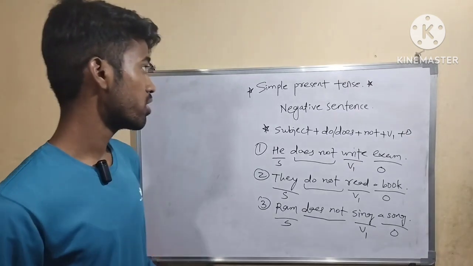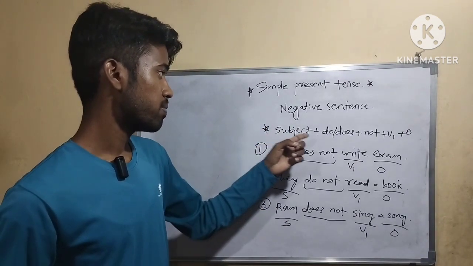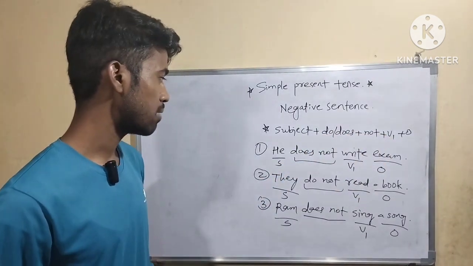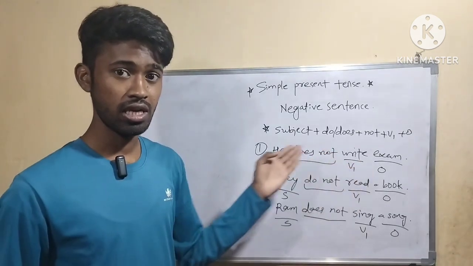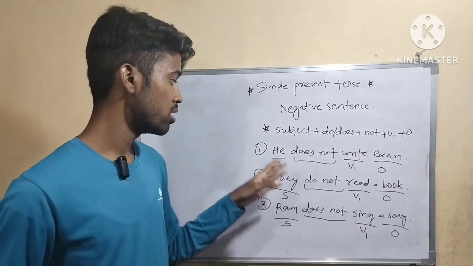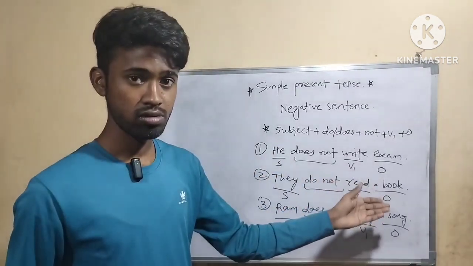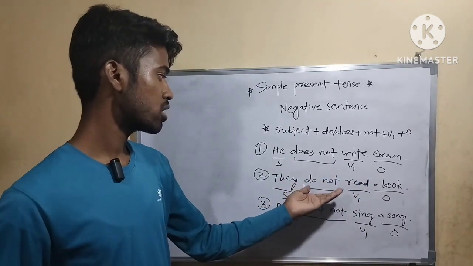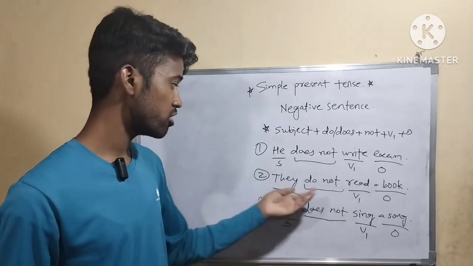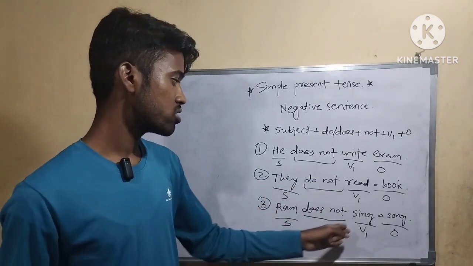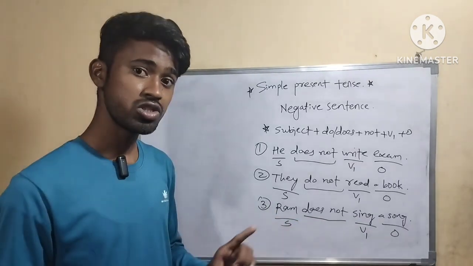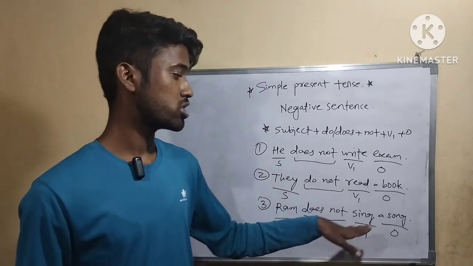So first, what you have to understand here: subject plus do or does plus not plus V1 plus object. A few examples: he does not write exam, here we are using does not because the subject is third person singular. They do not read a book, here I am using do not because this is third person plural and for plural subjects we use do. Ram does not sing a song, all the names are third person singular.